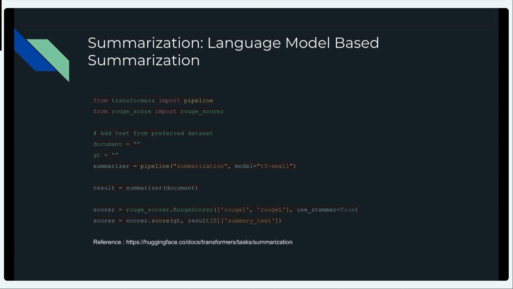One thing to keep in mind, which I haven't mentioned over here, but it's in my other notebook, which is there on the Git: you have to add a prefix to the input document. You should have a prefix like "summarize:", and then it should have your document text.